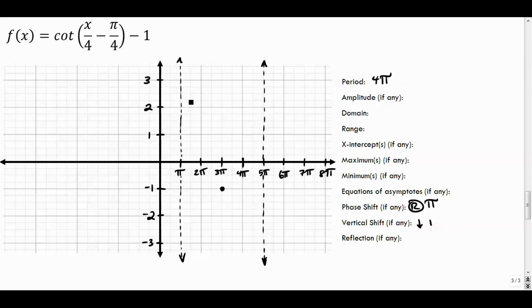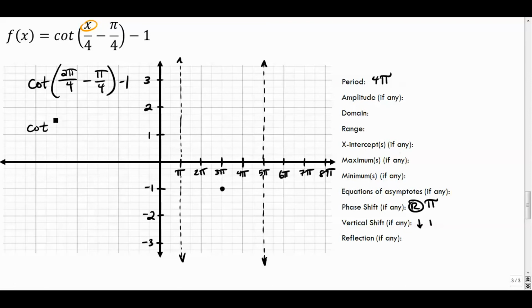Now all I need to do is think about the fact that it's going to be shaped something like that. So with tangent and cotangent, there are 3 points that are really important. Once you get your asymptotes, you get your middle point, and then you want to think about the value right here and the value right here. So in other words, if I plug in 2 pi, cotangent of 2 pi over 4, I'm plugging in 2 pi for this, minus pi over 4 minus 1.